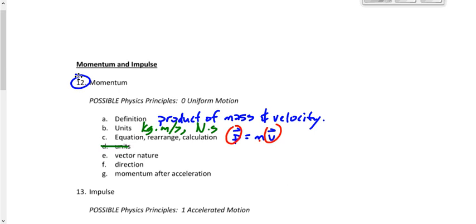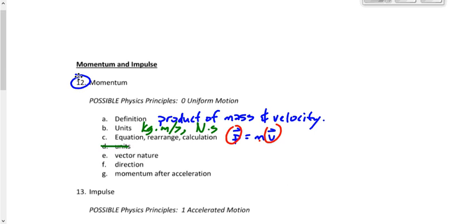When I say that, I don't necessarily mean after something has sped up. I could also mean after something has slowed down. That's an acceleration as well, right? Be prepared for that. If you're asked to find the momentum after something has happened, that's a momentum after acceleration.